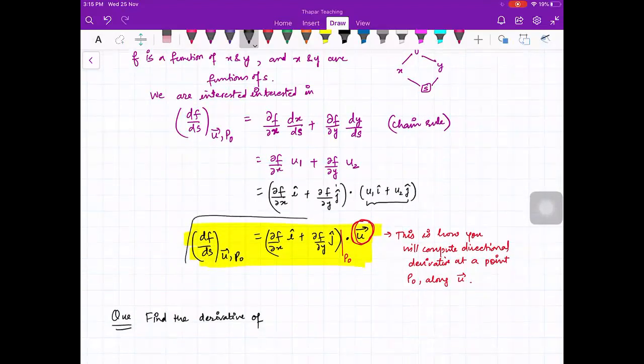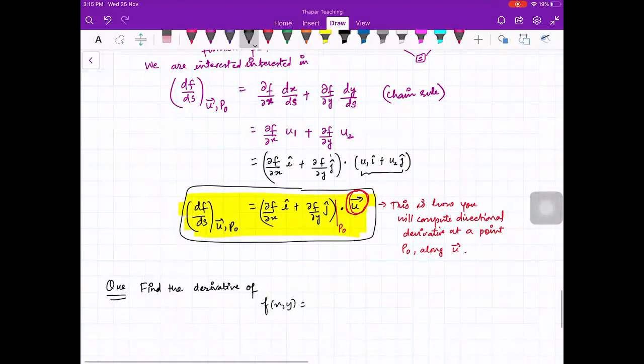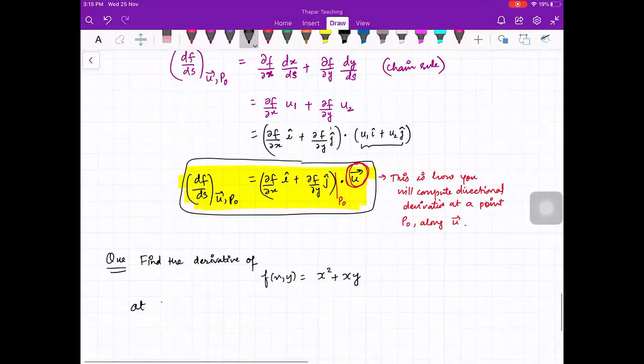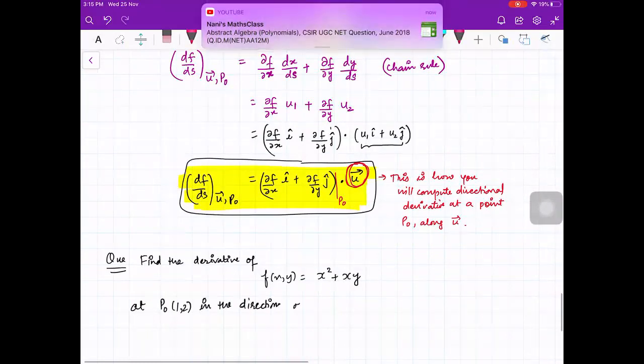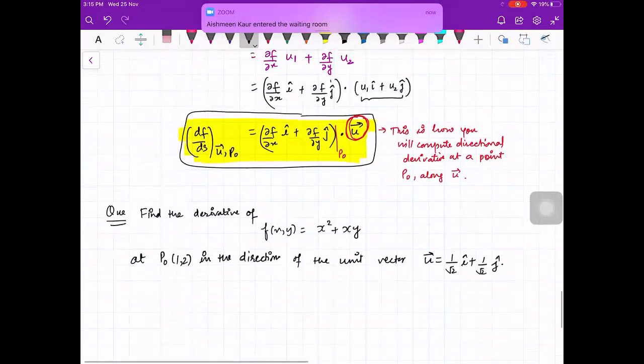Okay. So this is the formula which you will use for directional derivative. Find the derivative of f(x,y) = x² + xy at the point (1,2) in the direction of the unit vector u = (1/√2) i + (1/√2) j.